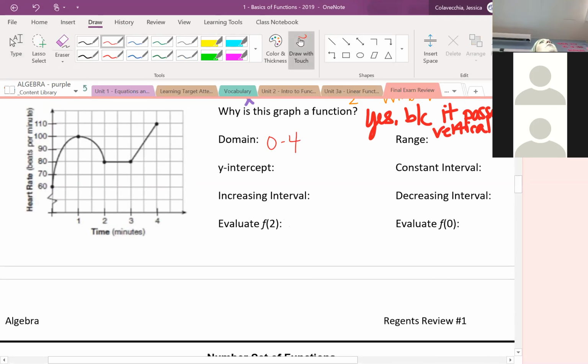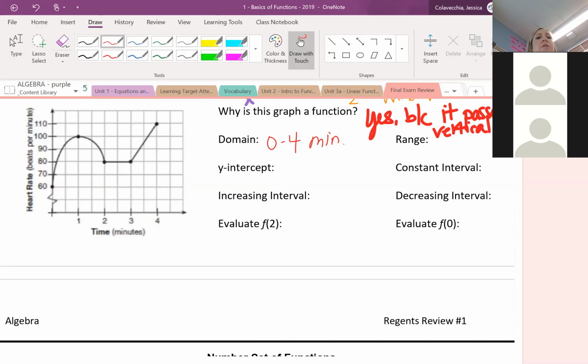Okay, and if we wanted to put a label on it, it's 0 to 4 what? Minutes. So be very careful. If it says include units, this is a giveaway point, but also very common where people lose that. Okay, so at 0 to 4, what was the x-axis measuring? Minutes.